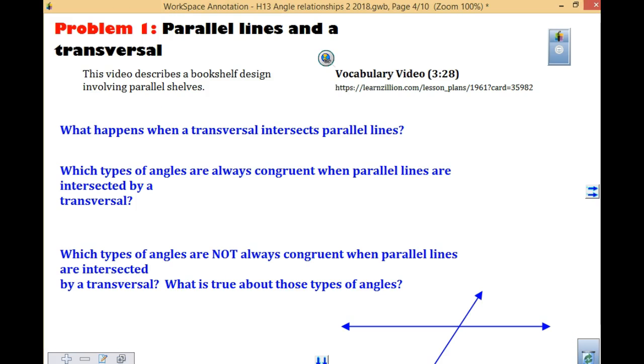So as we watch this video, the video is going to show us kind of how we can think of those angles and them being congruent. The key questions you want to be answering: what happens when a transversal intersects parallel lines? So you're going to be watching in the video for what happens. Then you're going to be asked what types are congruent. You should have 3 different types here. So you should get 3 different names when you are looking at this as you watch the video, okay?